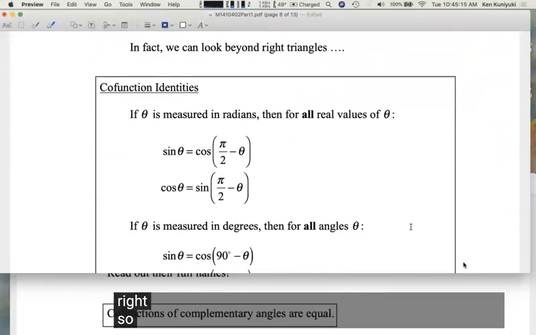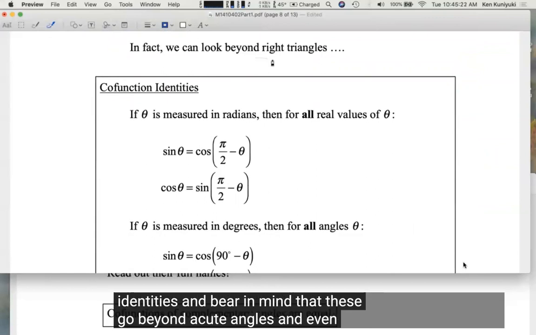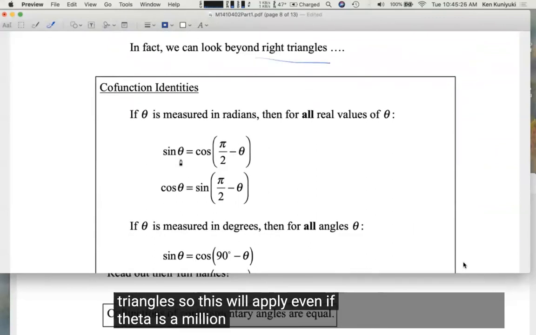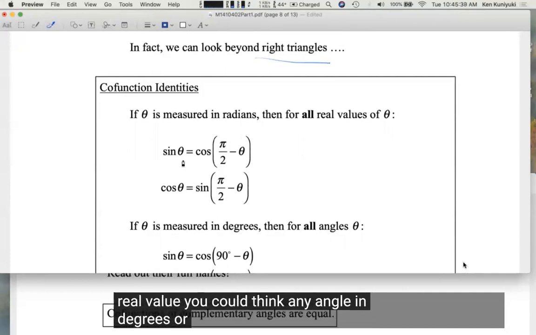All right. So how can we write out the cofunction identities? And bear in mind that these go beyond acute angles and even right triangles. So this will apply even if theta is 1,000,000 radians or -6 radians. This applies where theta is any real value. You could think any angle in degrees or any angle in radian measure, any real number, really.